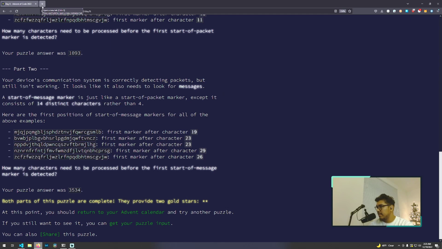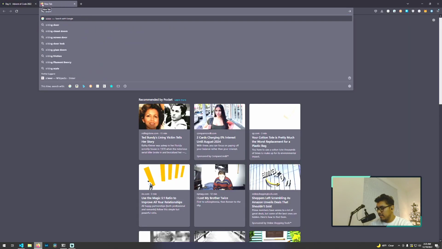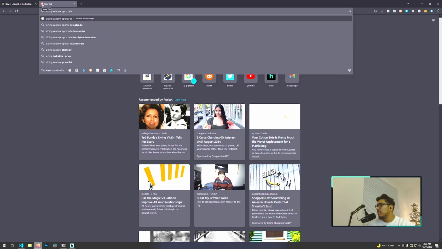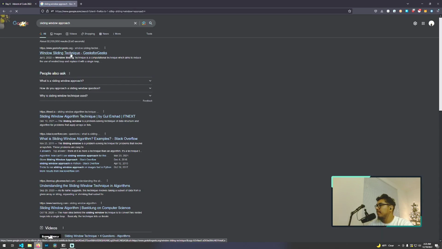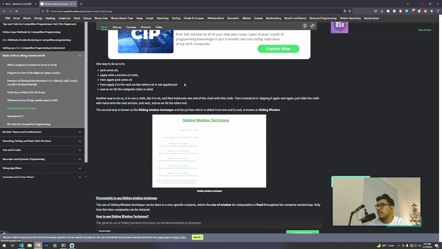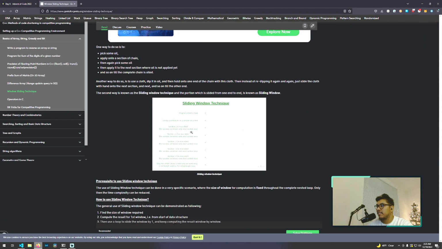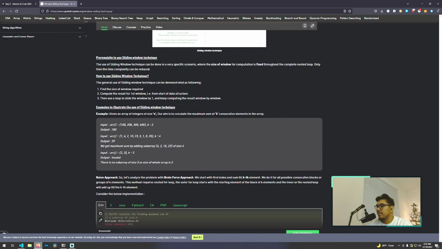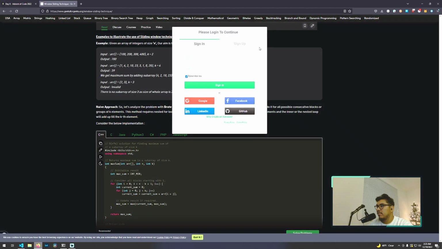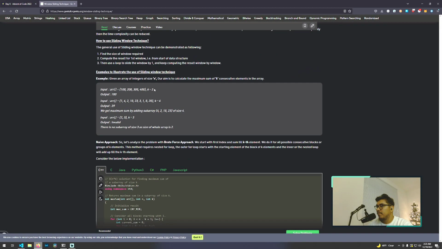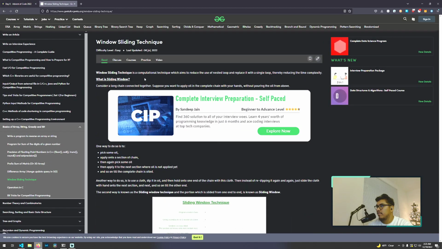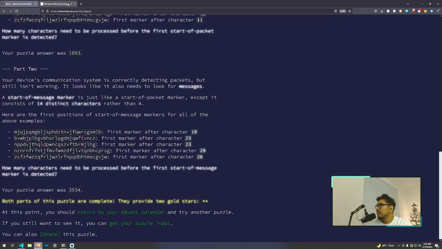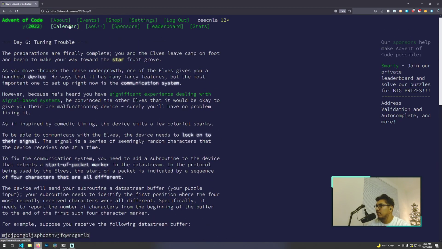So this is essentially just the sliding window approach, where you have one index and start with the other index, and then you solve for each pair. Yeah, I only know this because of LeetCode stuff. But yeah, it was a pretty simple solution today, or day 6.